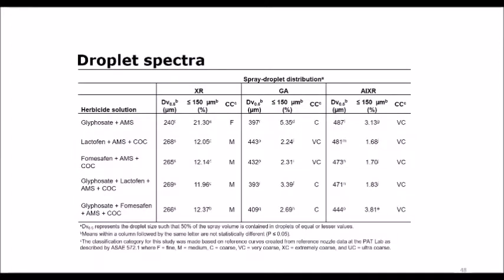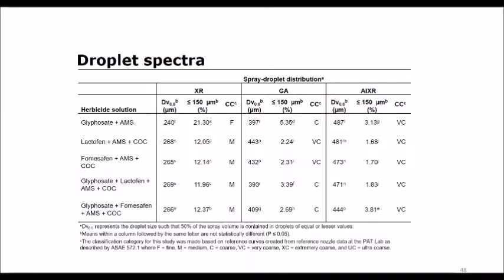Then the first thing I want to show is the droplet spectrum. So if we start thinking about drift, understanding the droplet spectrum is going to be very important. For the glyphosate alone, that's where we saw the smallest droplet size. Anytime we had lactofen or fomesafen in the tank, we saw an increase in droplet size for the XR nozzle.